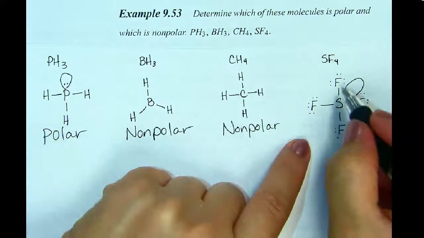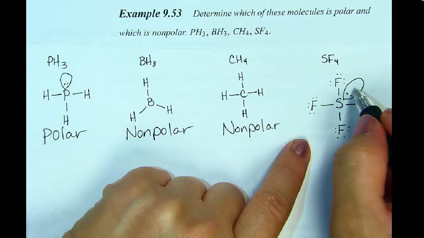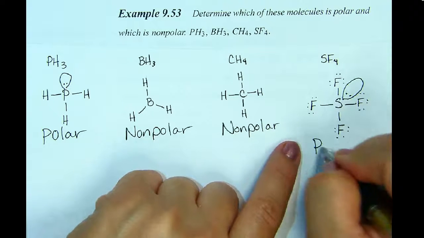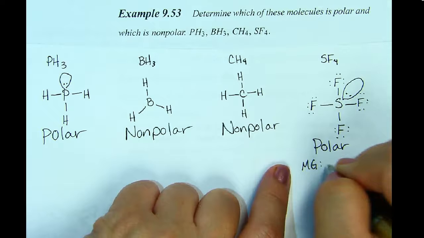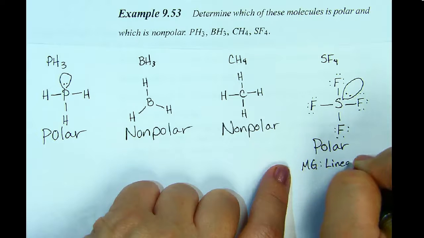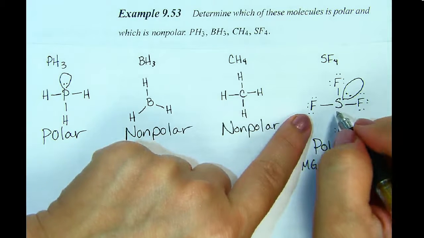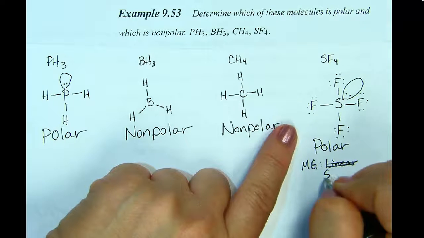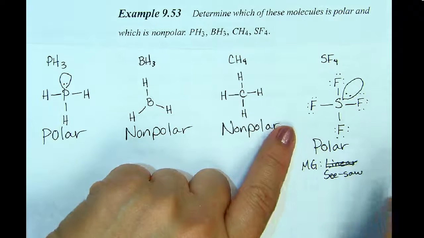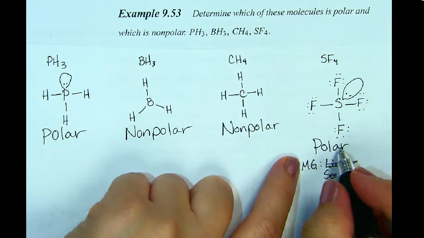Here we have a total of five domains. So we want to call it polar, but remember there's an exception if with five domains we have a linear molecular geometry. This one actually has a seesaw geometry, and so it is not one of our exceptions, and so it is going to be polar.